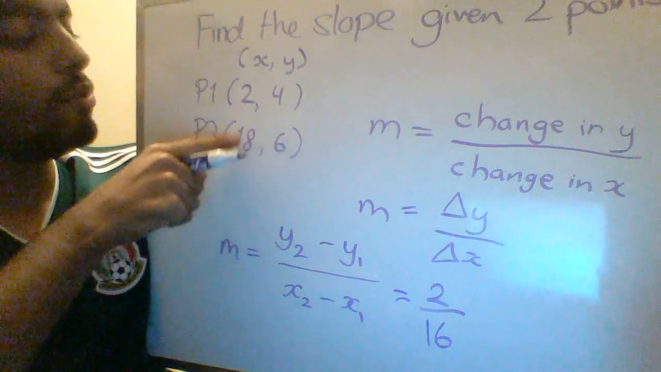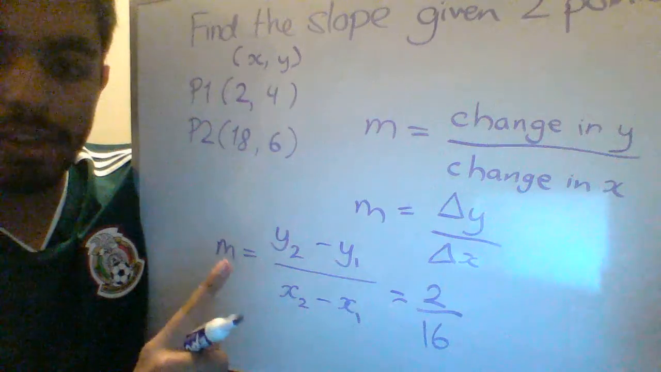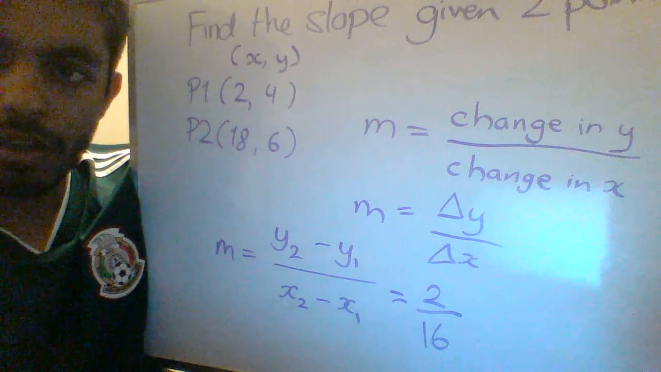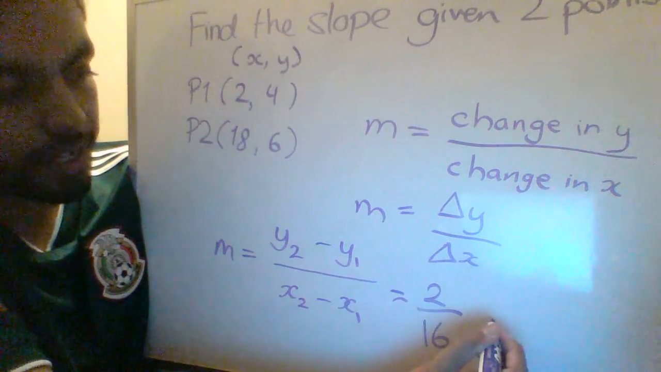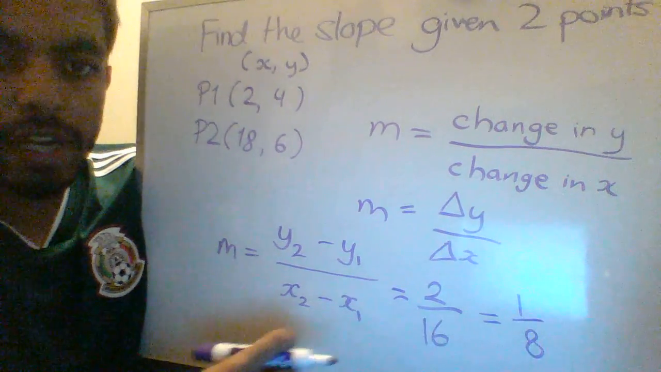Note that if I did 2 minus 18, if I did x1 minus x2, I would get negative 16. We don't want that. So be very careful when you're doing that. So you get 2 over 16, and again, you can reduce that fraction to 1 over 8.